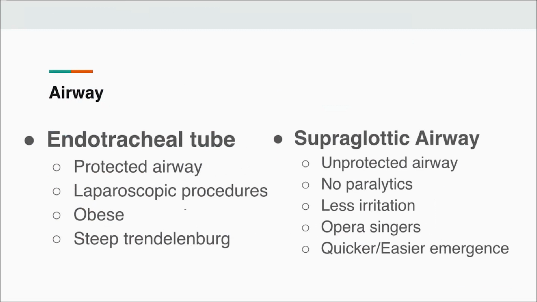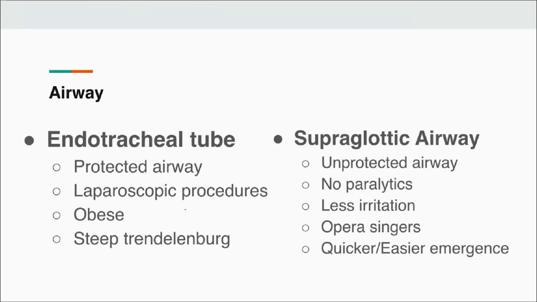So when we talk about the choice between using an endotracheal tube versus a supraglottic airway, there are a few things that come into play. The major thing is that an endotracheal tube is a protected airway with a balloon cuff in the trachea to prevent any aspiration and to provide positive pressure ventilation. Whereas a supraglottic airway or an LMA is not actually a protected airway. It sits above the vocal cord, so if a patient were to have some emesis, they could potentially aspirate.